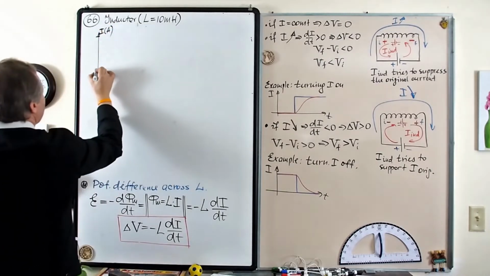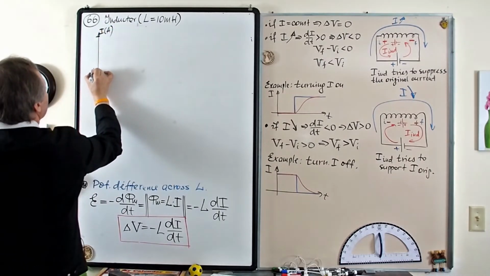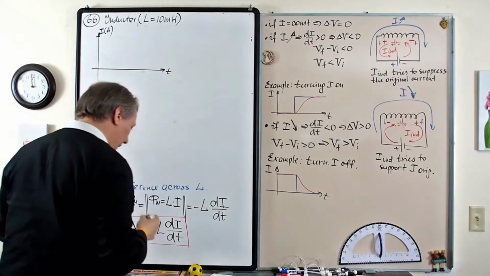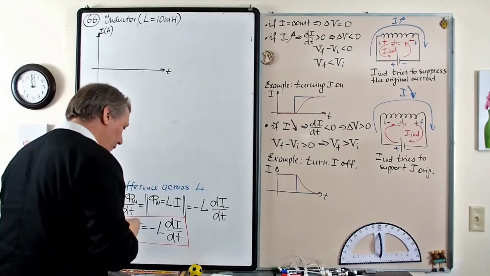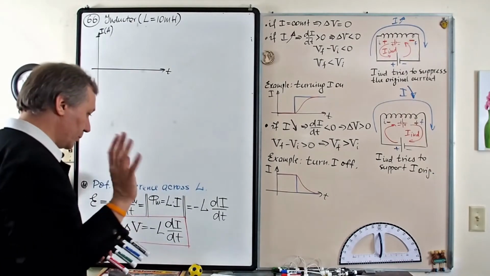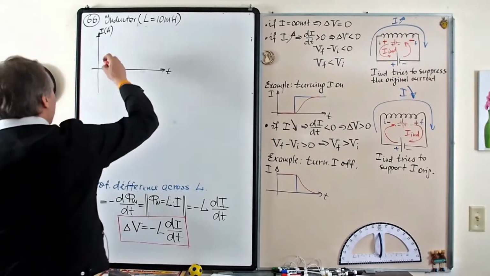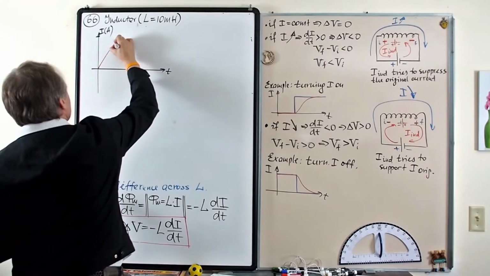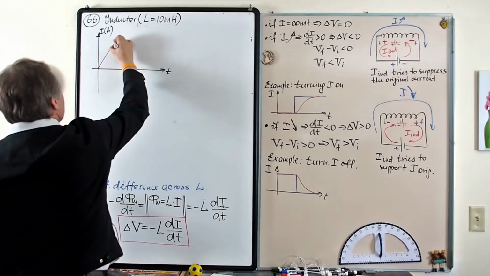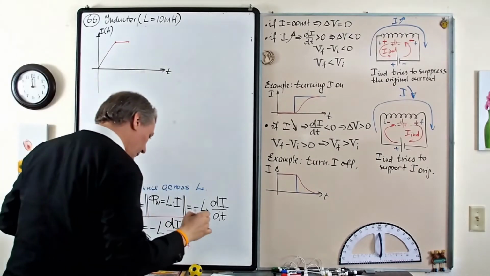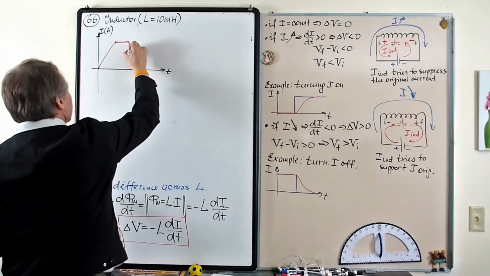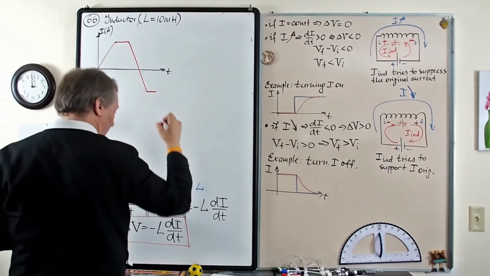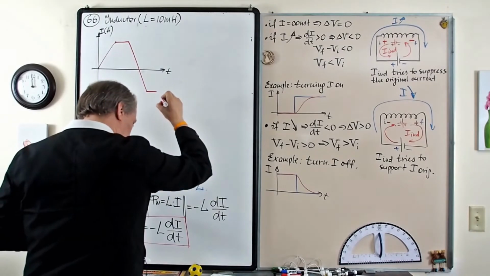Then time. So this is t, in milliseconds. And probably first I will plot the graph, and then I will put the numbers. All right, so first it is growing, right? Then it stays constant. Then it goes down. Then it stays constant. And then, that's it.